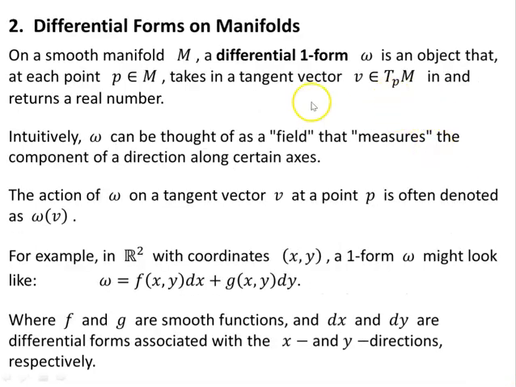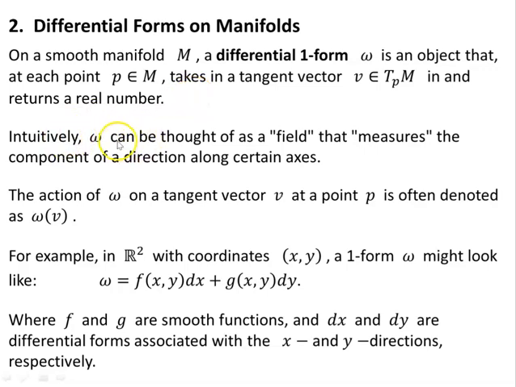All right, so differential forms on manifolds. On a smooth manifold M, a differential one form, omega, is an object that at each point P belonging to M takes in a tangent vector v belonging to the tangent space to the manifold at P, acts on it, and returns a real number. Now I've covered how this works in the first couple of videos on this playlist, when it looks at the action of forms on vectors and how they produce real numbers or scalars.